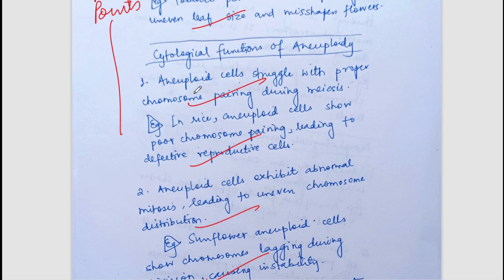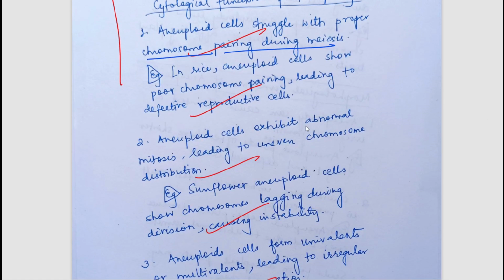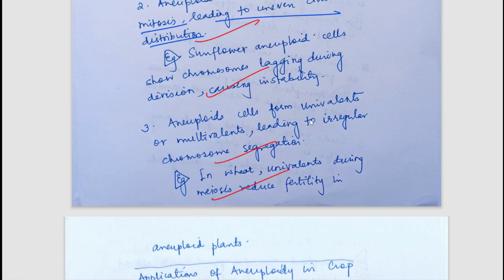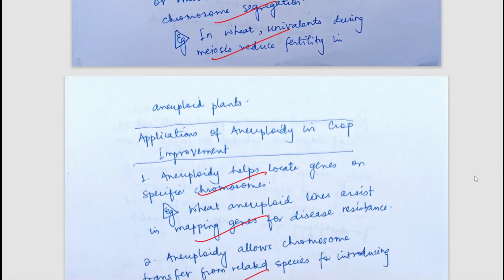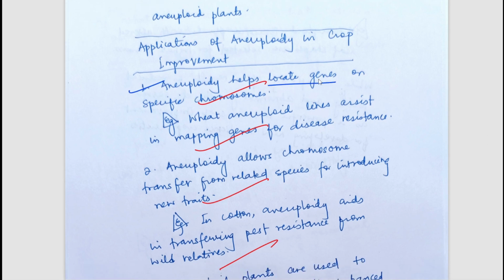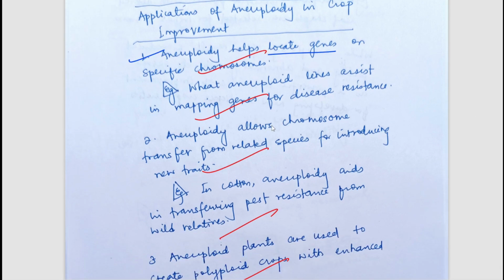Here the cells struggle with proper chromosome pairing during meiosis. Okay, they exhibit abnormal mitosis, leading to uneven chromosome distribution. It can form univalents or multivalents, leading to irregular chromosome segregation. But there are certain applications of aneuploidy also, such as it helps to locate a specific chromosome, locate genes on a specific chromosome. It allows chromosome transfer from related species for introducing new traits. So new traits can be used.